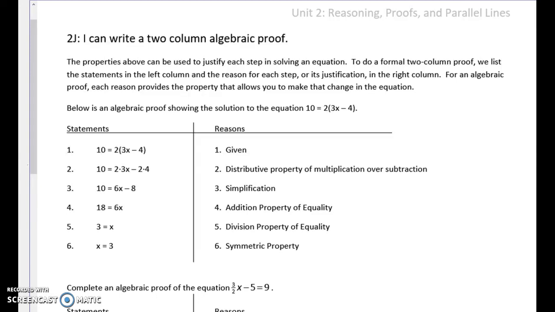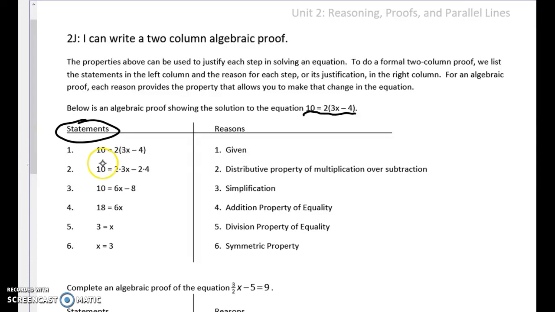This is where you really want to do that, because when we're doing a formal two-column proof, we are going to list all of those algebraic steps in one column as our statements, and then we're going to justify what allows us to make that step under the reason column. So for example, if I'm going to algebraically prove the solution of the equation 10 equals 2 times 3x minus 4, I always start off by rewriting my problem.